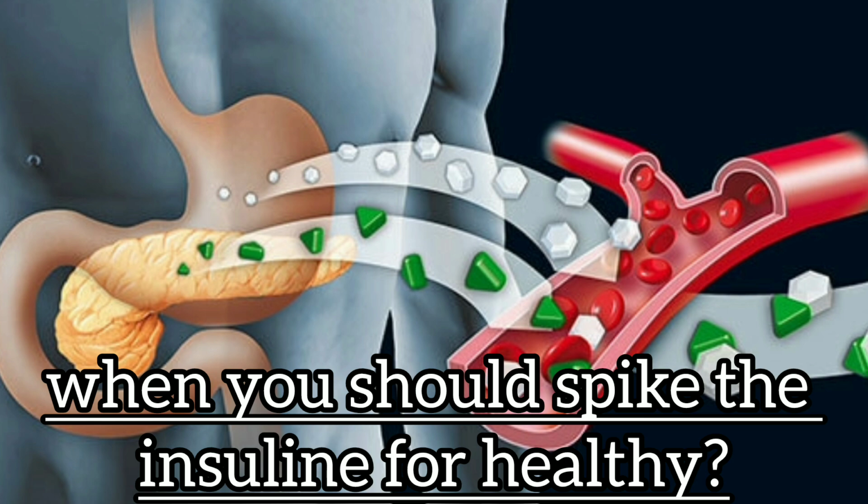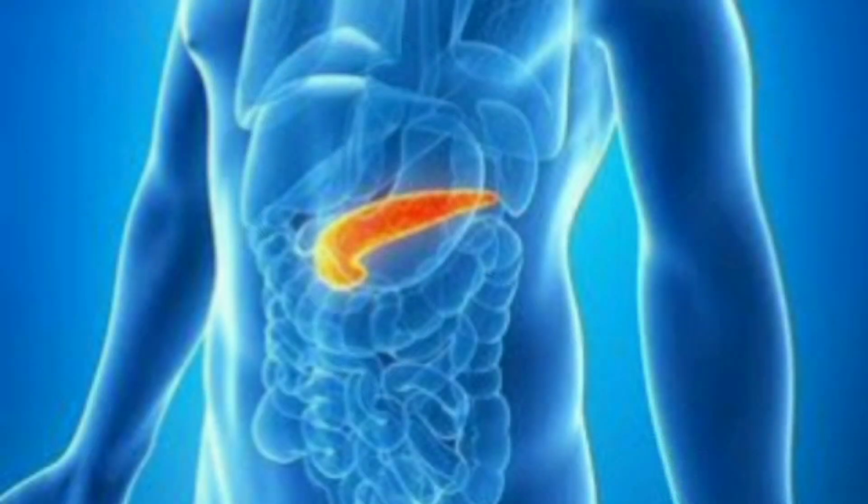In this video, we will understand when you should spike the insulin. The insulin spike basically buffers the growth hormone production. So, what is insulin? Let's understand that, and then we will understand how it can spike. Insulin is an anabolic hormone. It is released from the beta cells of the pancreas.